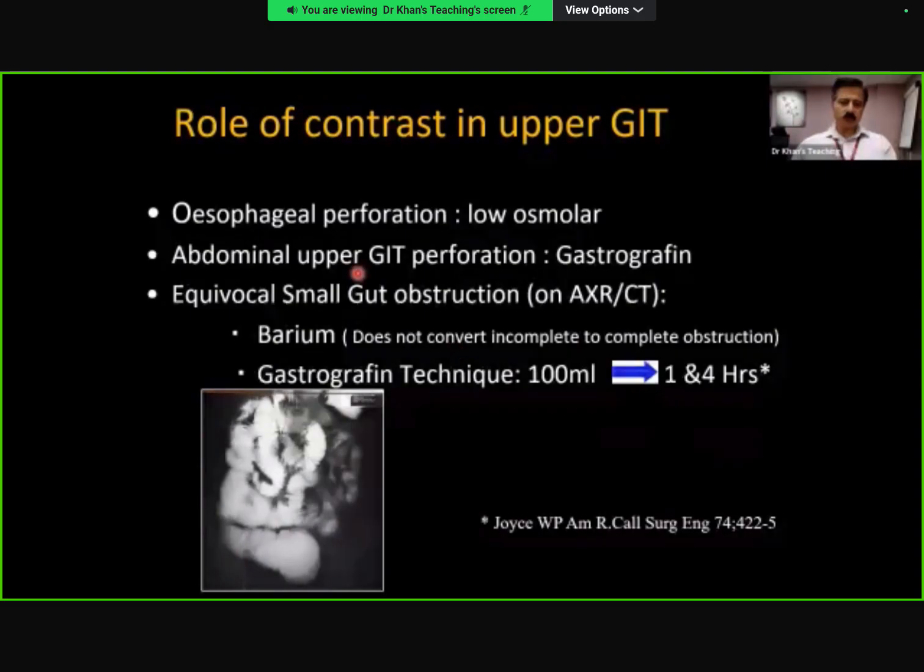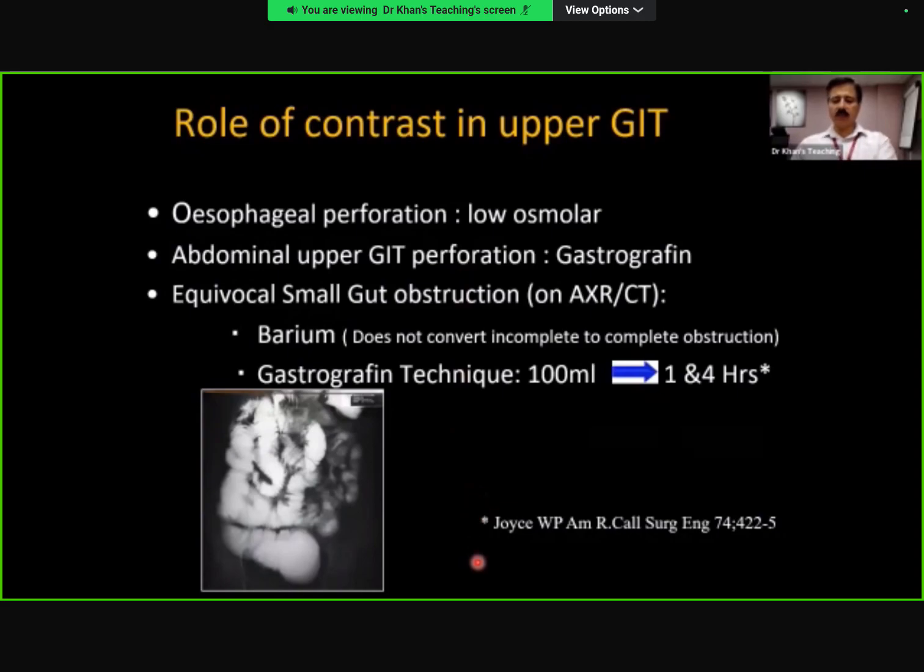Now, for upper abdominal GI perforations, you can use gastrographin. So sometimes what happens is, if the perforation is not visible, we can use gastrographin, particularly, let's say, a post-op case, surgical anastomosis leak and things like that.